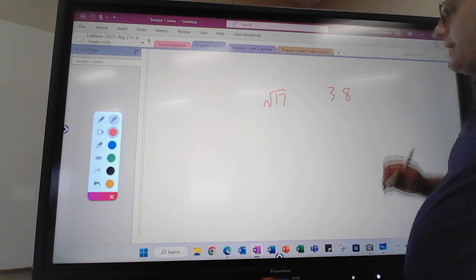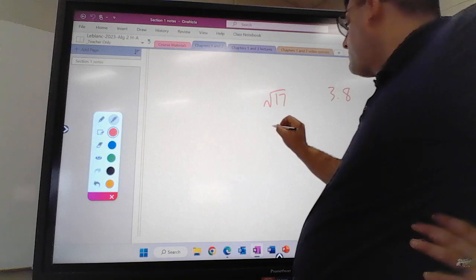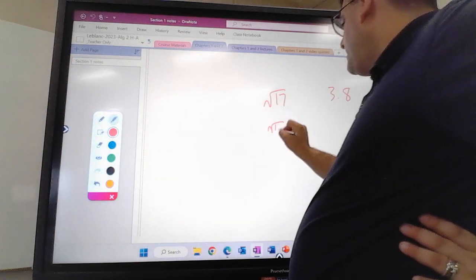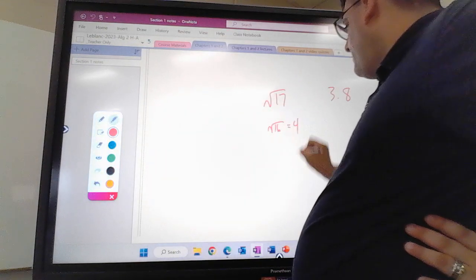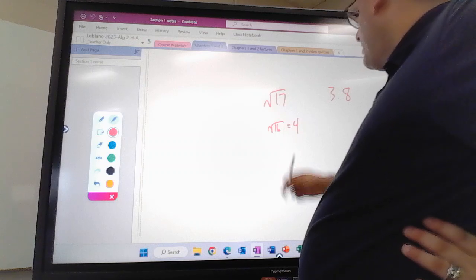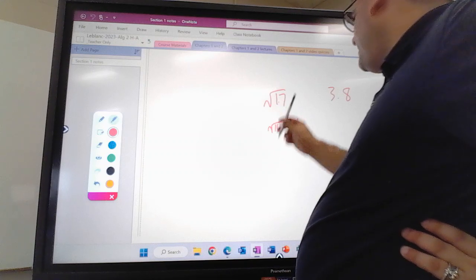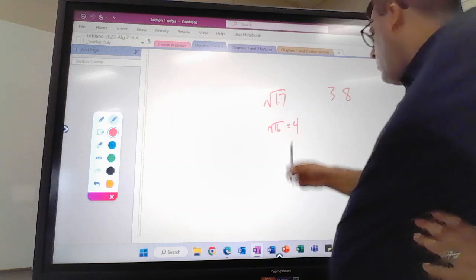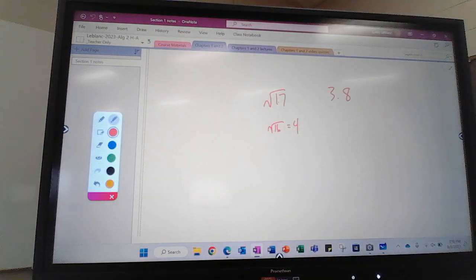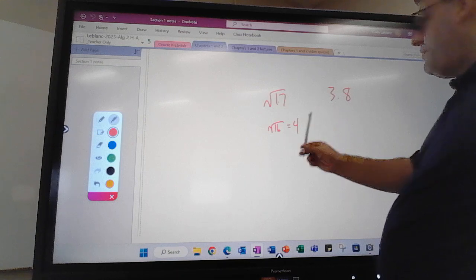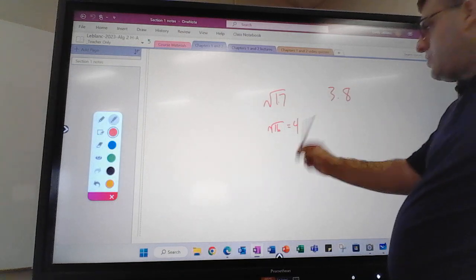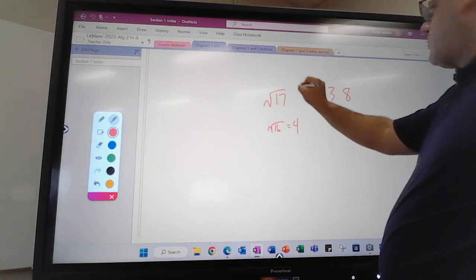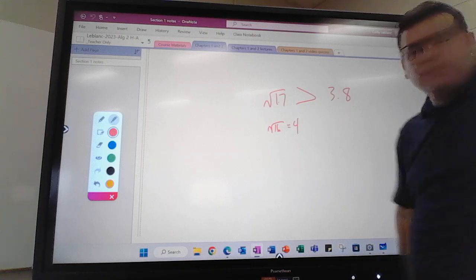Well, I know that the square root of 16 is 4. So square root of 17, because 17 is larger than 16, square root of 17 is larger than this. Well, 4 is obviously larger than 3.8. So if this is larger than 4 and this is larger than this, that means that this number has to be greater than this number.